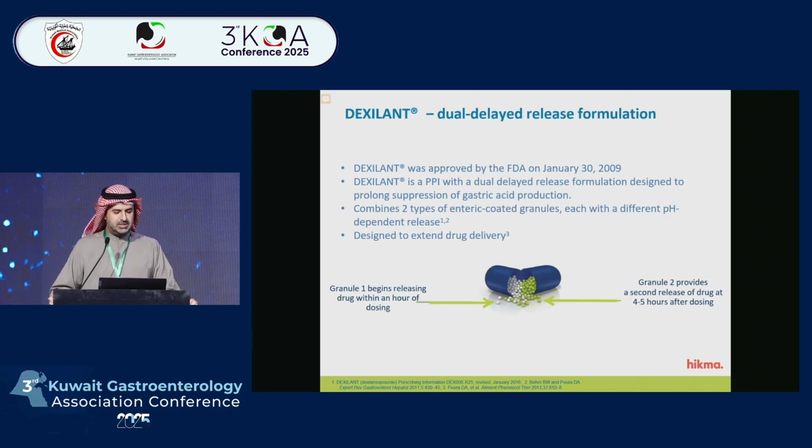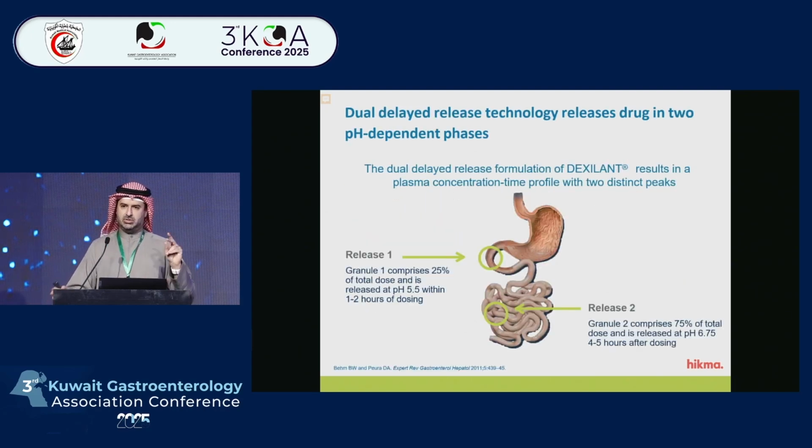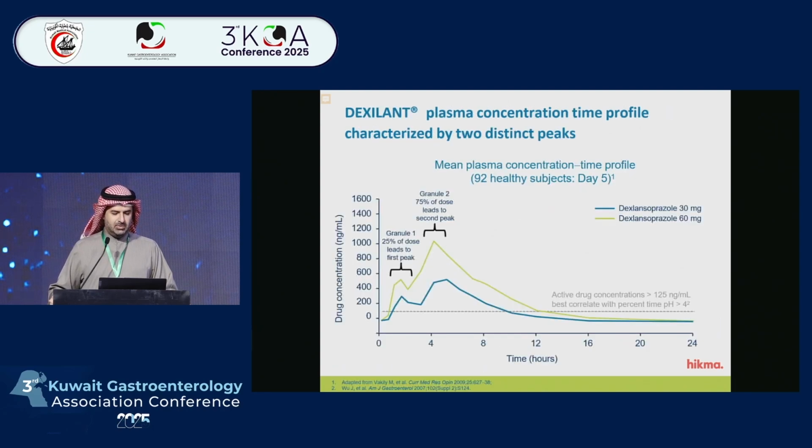It was approved in 2009. It has a dual delayed release formulation designed to prolong the suppression of the gastric acid, and combines two types of enteric-coated granules, each one with a pH-dependent release to extend the drug delivery. So the way it works, you get two granules: 25% released at a pH of 5.5 in the duodenum within 1 to 2 hours, but the majority of the release is actually later on in the small bowel, which comprises 75% of the actual active ingredient.